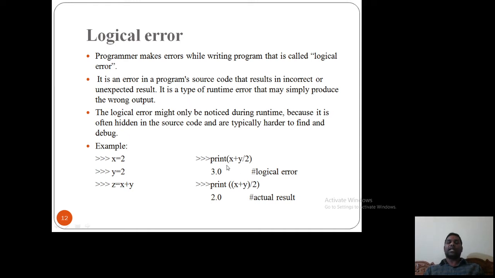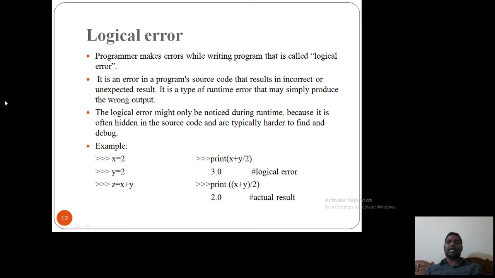To avoid this logical error, what do I need to do? I need to create a separate block for x plus y with parentheses, and I say bracket of x plus y divided by 2. Then it will give 4 by 2, 2.0. This is the actual result. Such kind of errors we can call logical errors. And logical errors are noticed during runtime, and they are hidden inside the source code, and typically they are difficult and harder to debug.